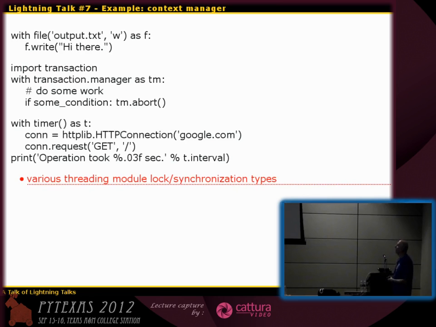So context managers are very useful for lots of things. For threading, with lock: acquire this lock, do something, release the lock. Used a lot in the threading stuff, our message sending and such. So that's the uses of it.